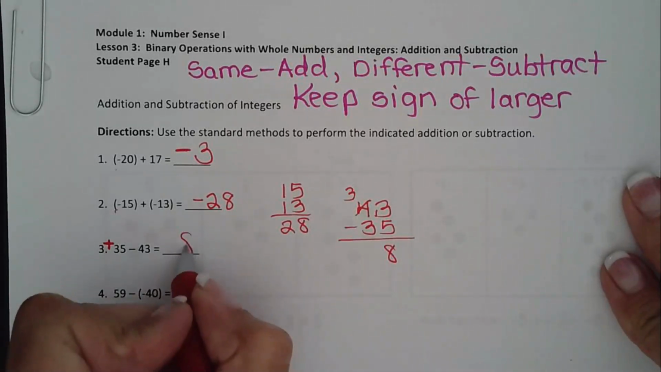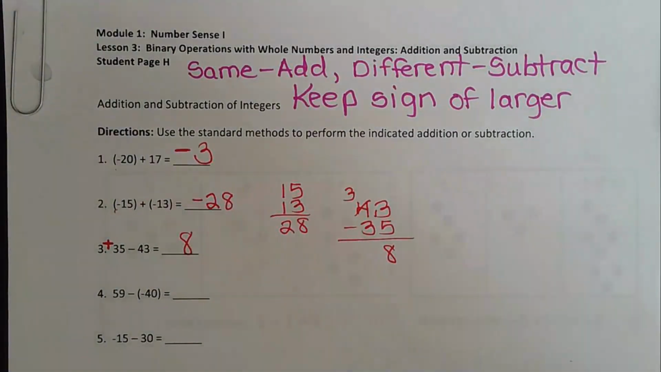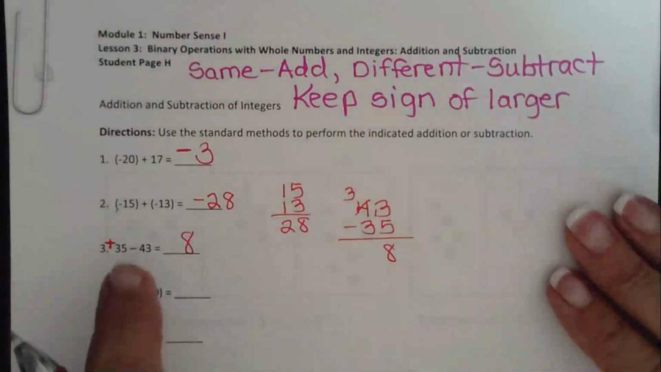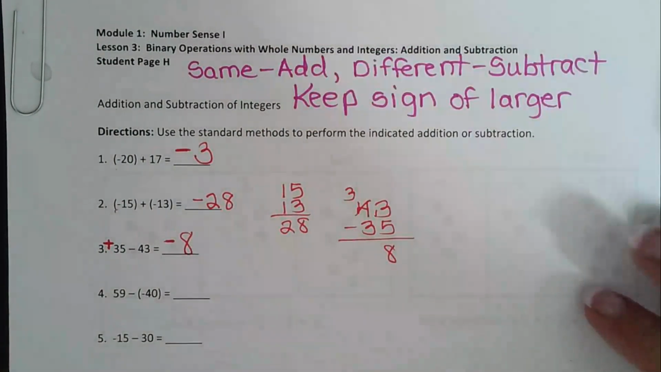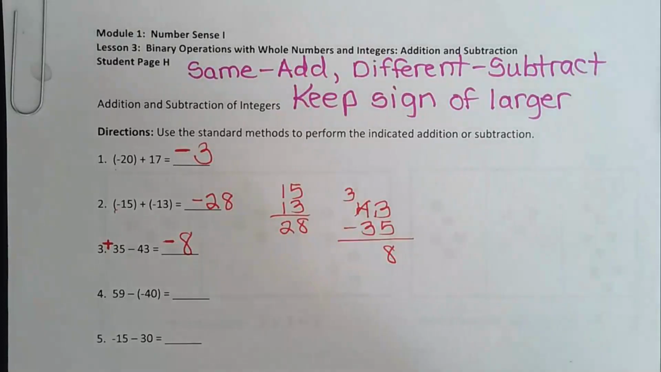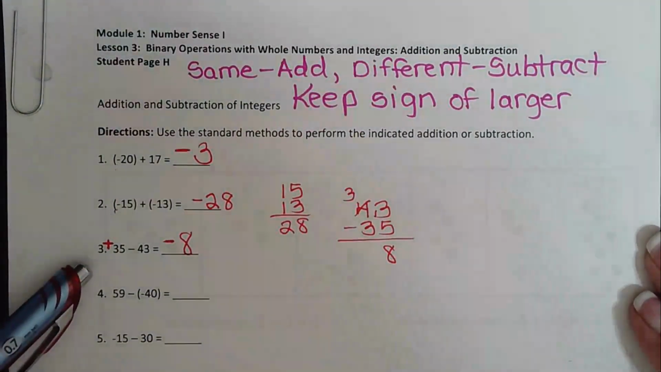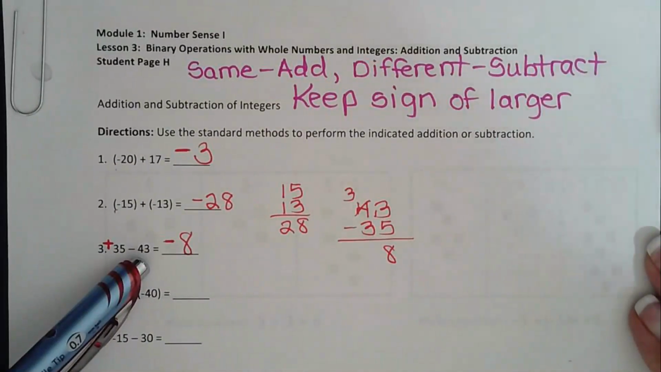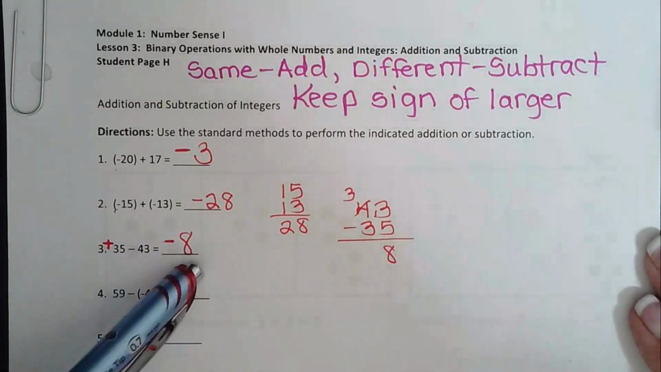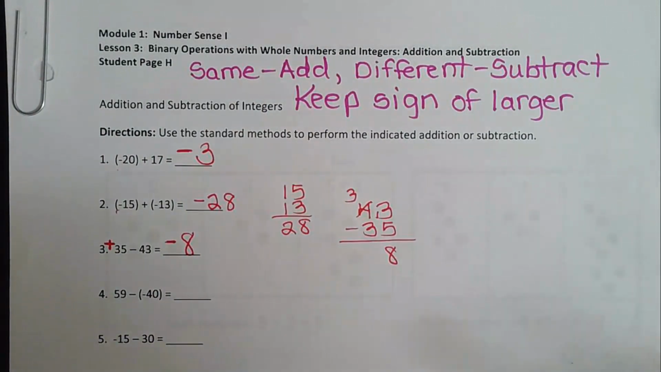And then we always keep the sign of the larger, and this one, so many students miss it on the test. The larger number is negative. And if you're battling yourself on the sign, do money. Money will fix it every time. If you have $35 in your account and you go out and spend 43, guess what? You're in the hole, $8. So anytime you're wrestling with yourself on the sign, think money.